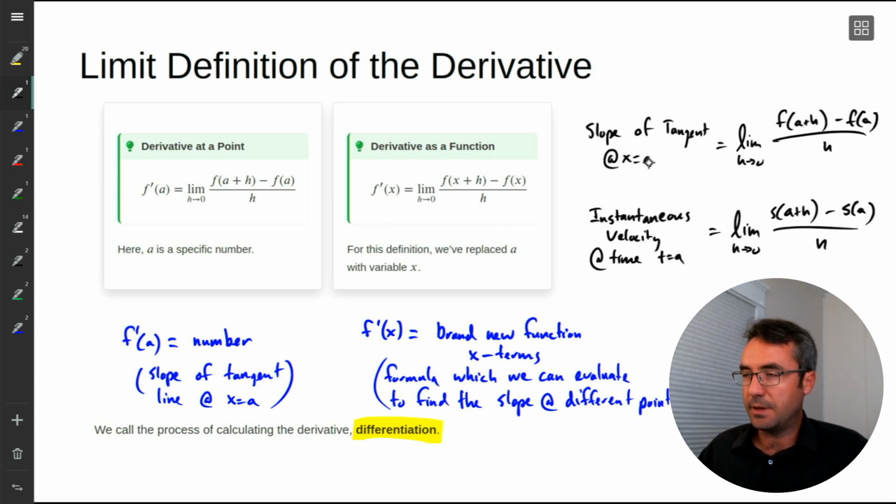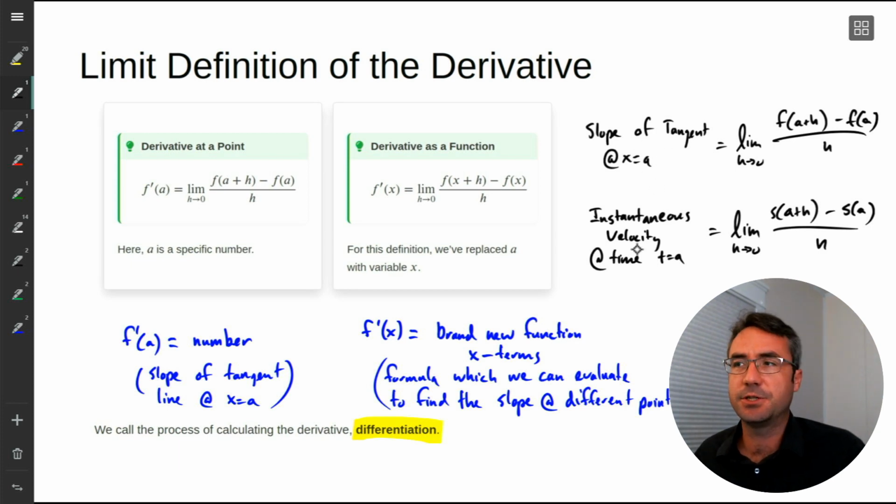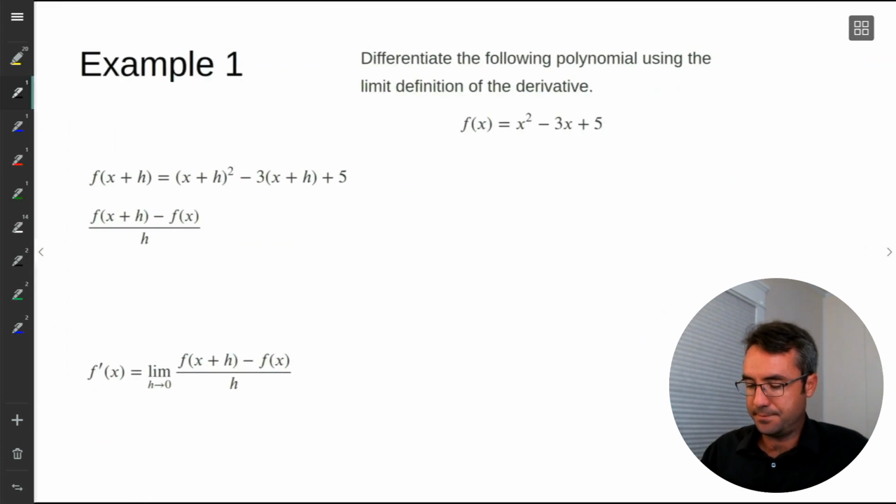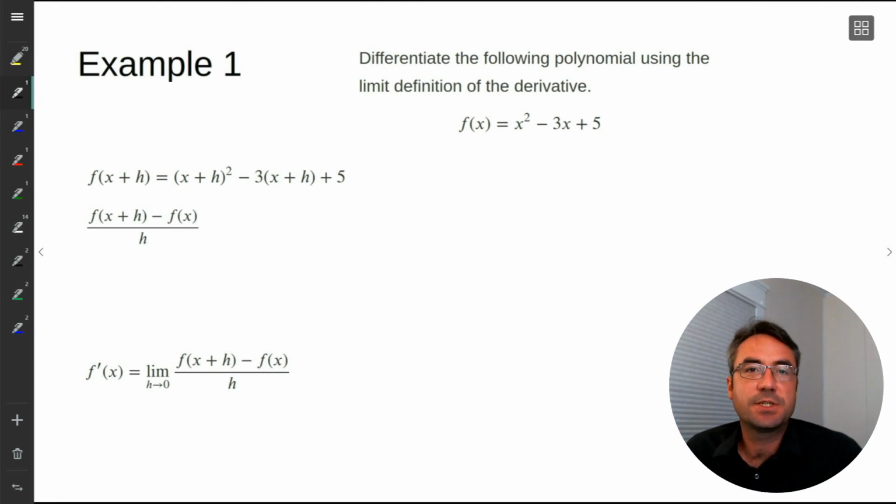Pretty much in a lot of the examples we see, though, we're going to be considering either slope of tangent or instantaneous velocity, but we will talk about some other applications as well. Alrighty. Let's get some practice working with these limits, setting these limits up, and actually working with them.